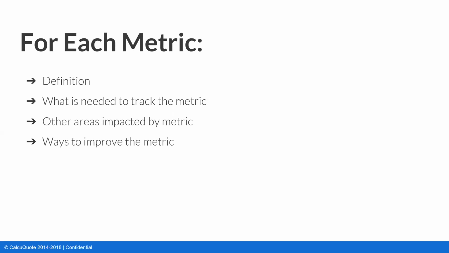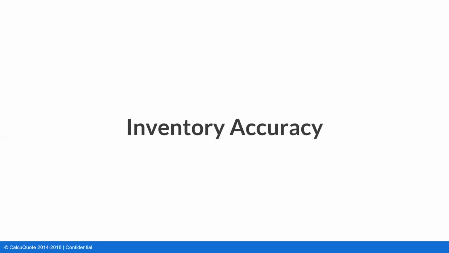And finally, we'll look at ways to improve that metric. So how do you want to influence that metric? And with that, I'm going to get started. The first category that we're going to look at is inventory accuracy. And with inventory accuracy, what we're looking for is a measurement of how reliable the inventory levels you have are according to the system that is your data source.